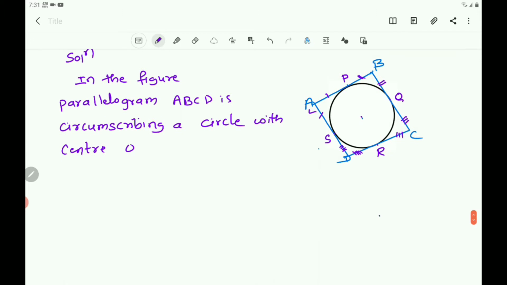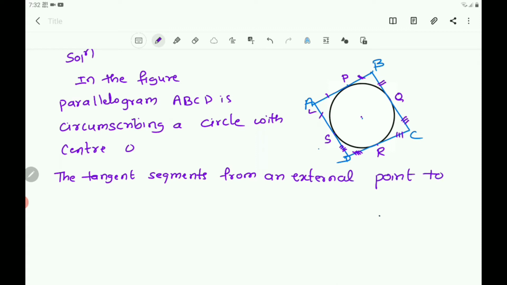Now we know that tangents from the external points are equal. Let us note it. The tangent segments from an external point to a circle are equal.